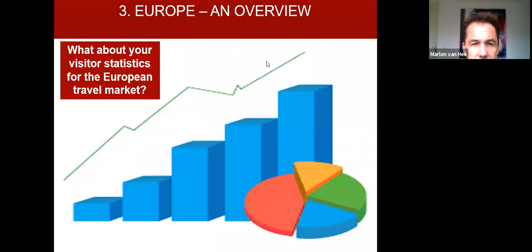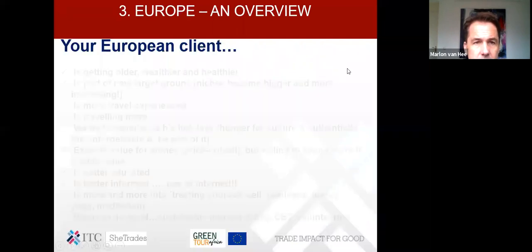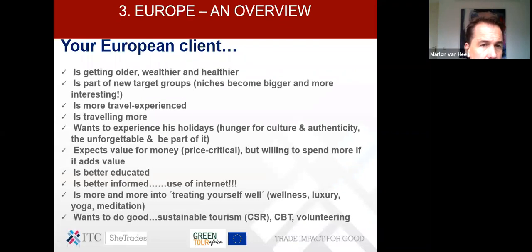So let's continue our session and go to the next slide, which is a bit of a wrap up about your European client. Europe is aging, so people are getting older, but European seniors are also wealthy and healthier these days. So they don't sit at home behind the window. No, they're very active. They're very sporty. They like to move, to do sports, etc. So also when you deal with these European senior clients, you need to think about what interesting activities and programs to offer to them. More about it later on.